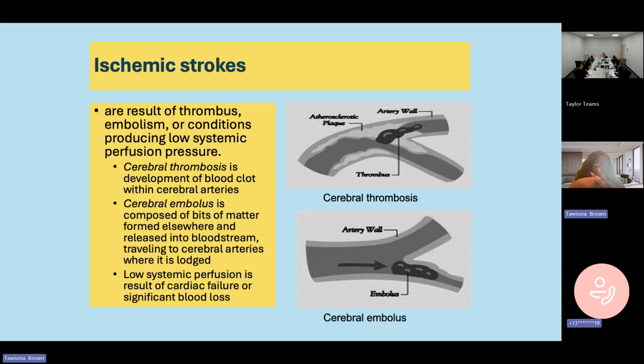So ischemic strokes are a result of a thrombus, a floating thrombus or an embolus, or conditions in which there is a low systemic perfusion pressure. And that just means that the brain is not getting an adequate amount of oxygen delivery. So I have those listed here for you to go through. You'll be tested over those as well.